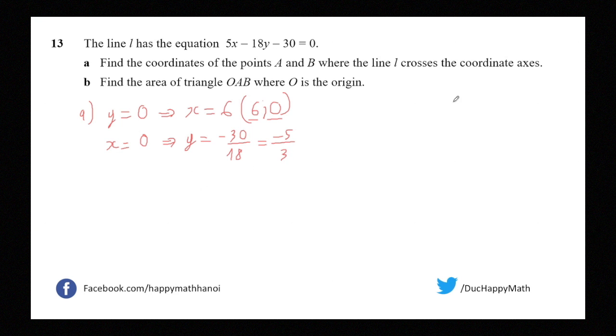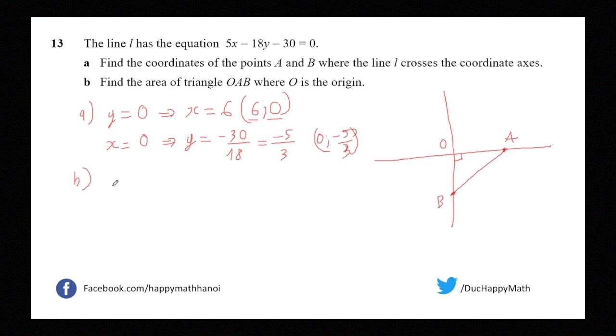Okay, so a quick graph of this line. The point 6, 0, and the line, and the point 0, minus 5 over 3. This point is A, this is B, and this is the origin O. So you can see that the triangle AOB is a right triangle.